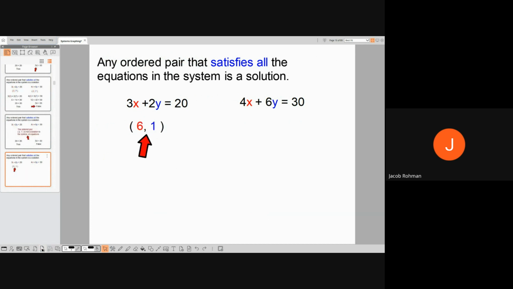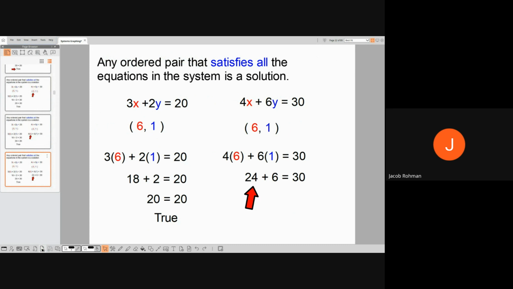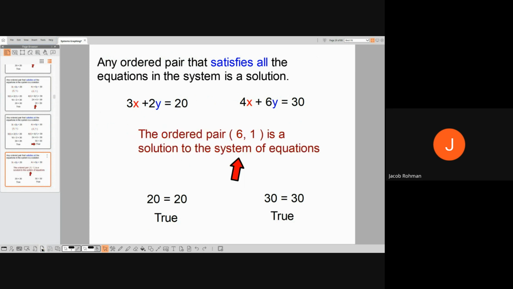Now, if we were to try a different ordered pair, in this case, let's try 6, 1. Again, we'd just substitute the 6 and the 1 for x and y. We'd evaluate, and we'd see that 20 equals 20, which is a true statement. So that passed the first one. Now let's take a look at the second. We substitute the 6 and the 1 in for x and y. And then we say 24 plus 6, and that's 30 equals 30, which is a true statement. So now that tells us that the ordered pair 6, 1 is a solution to the system of equations.